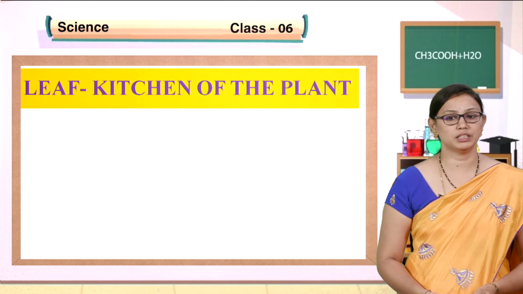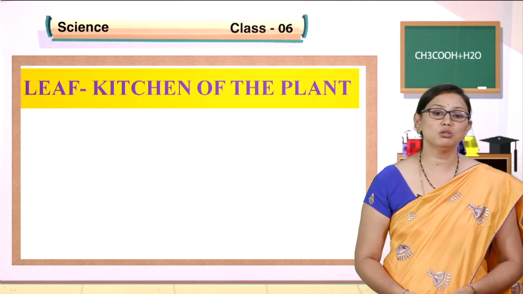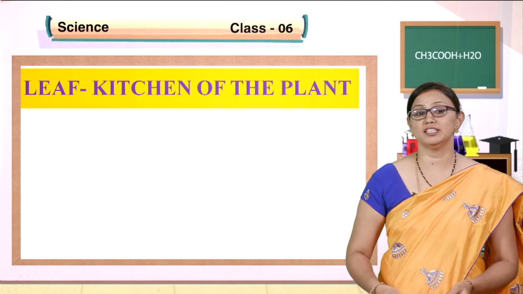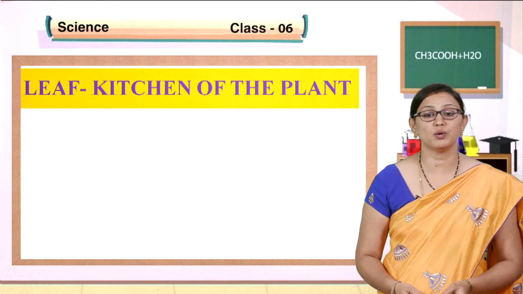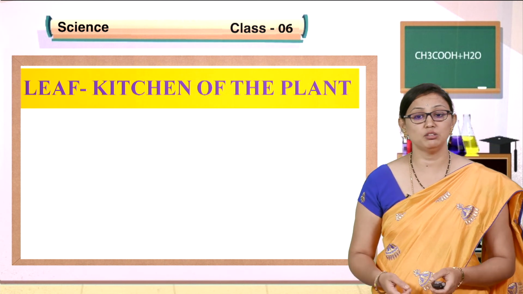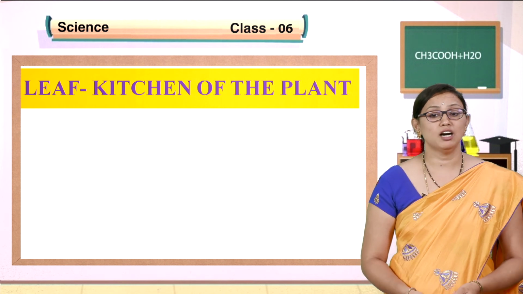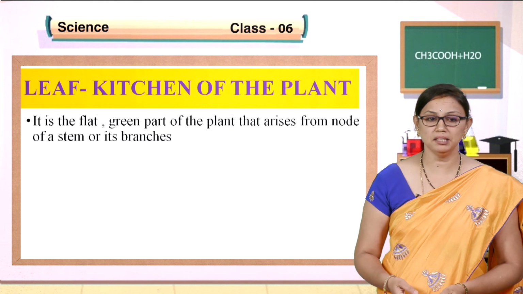Now we will go with the leaf. It is another part of the plant. It is also called the kitchen of the plant. By the word, children, you can think why it is called the kitchen of the plant, because it is a place where the food is being prepared. In your house, which place is the food prepared, right? So, the kitchen of the plant is the leaf. In the leaf the food is being prepared.